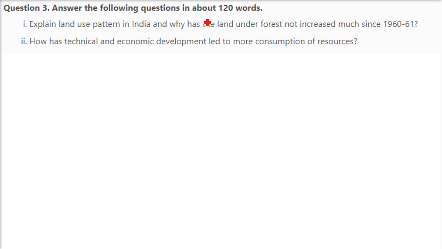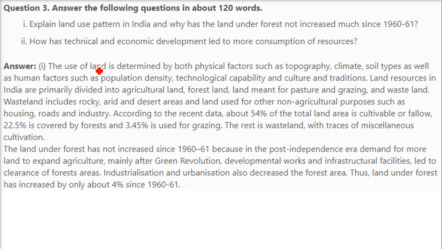Answer the following question in about 120 words. Explain land pattern used in India and why has the land under forest not increased much since 1960 to 61. So the use of land is determined both by the physical factors like the topography, what is the climate, what is the soil type, as well as human factors: what is the population density, technological capability, skill of the people, culture and the traditions.